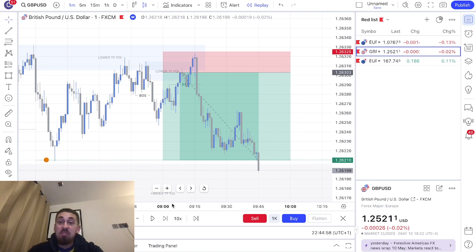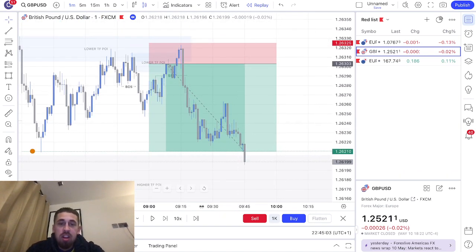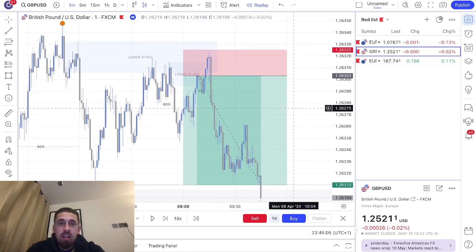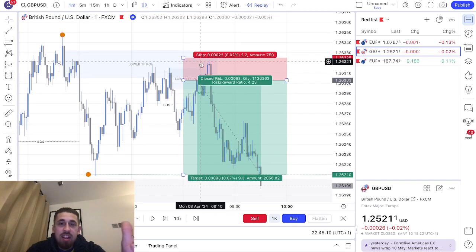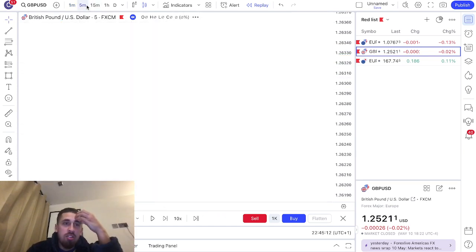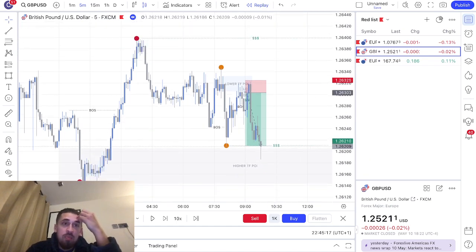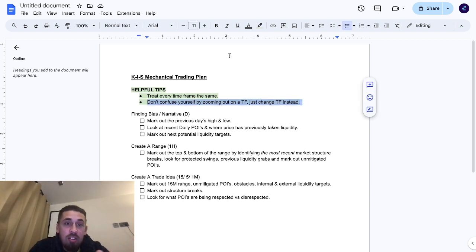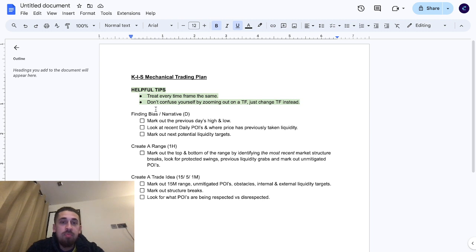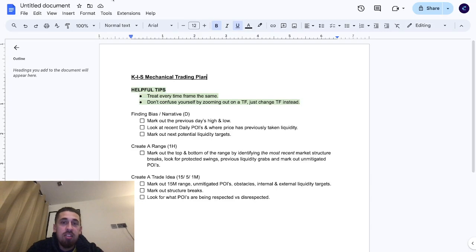I'm happy with that. I genuinely am, because I've just literally showed myself how to make the trading plan. And yeah, we got stopped out by the pip, but it's like everything did exactly what I thought it was gonna do, because I just followed simple stuff. The key for me is this tip here. That is the monster of a tip. Don't confuse yourself by zooming out, just change time frame and then look at the recent.